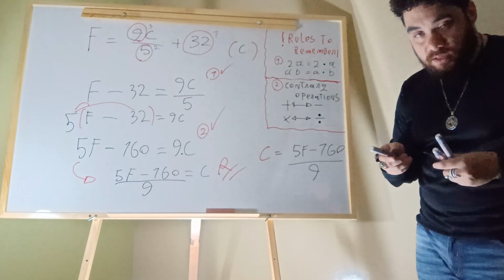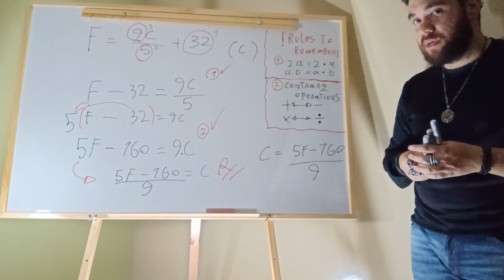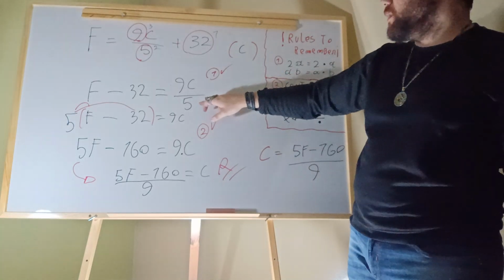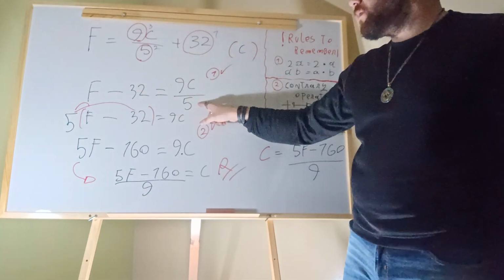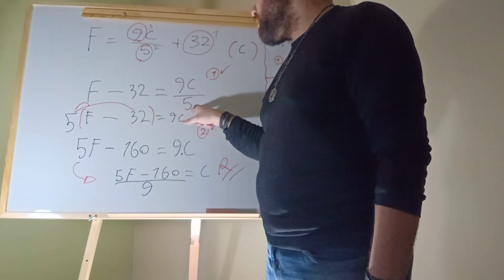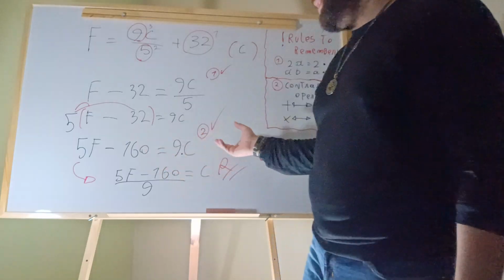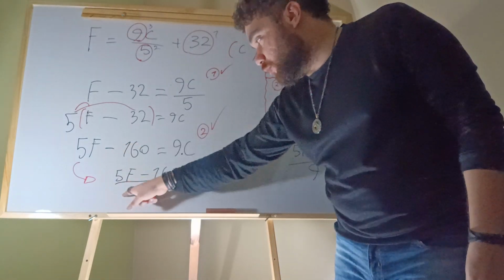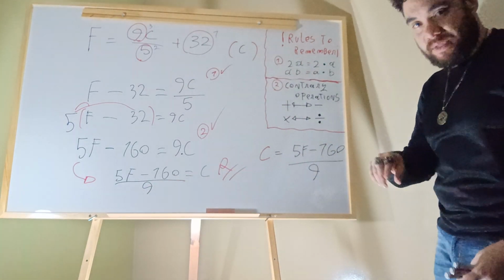Lo que quiero que recuerden, y aquí estoy hablando en español porque es algo importante, necesito que lo tengan claro. Si algo está dividiendo y va a pasar a multiplicar, en este caso con el 5, multiplica todo lo que esté de este lado, lo que había acá. El 5 pasó de dividir a multiplicar, 5 por f, 5 por 32. En el último caso, el 9 estaba multiplicando, pasó a dividir todo lo que estaba de este lado. Y esta sería nuestra respuesta del segundo ejercicio.